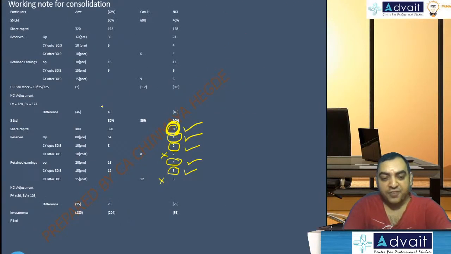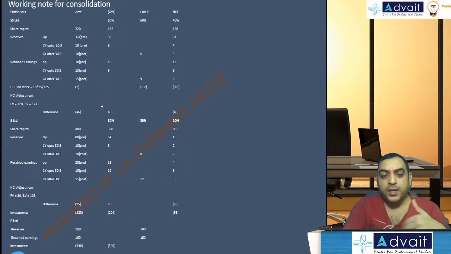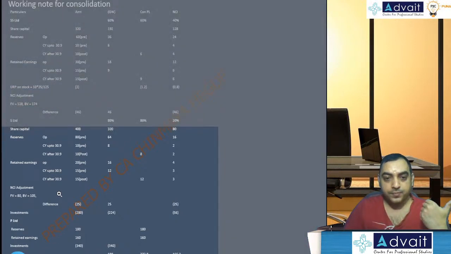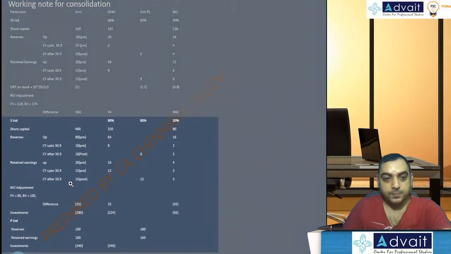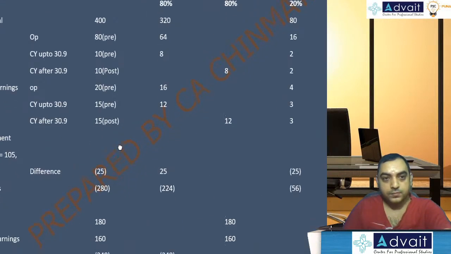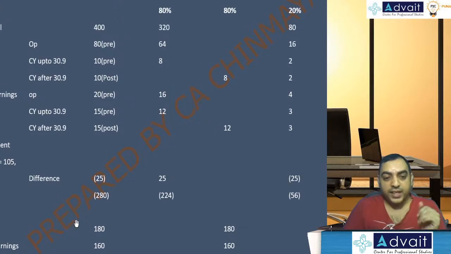Okay, and after that, straightforward: P Limited's investments will come, P Limited's retained earnings will come, and P Limited's reserves will come. So P Limited's reserves will go to ConPL, P Limited's retained earnings will go to ConPL, and investments of P Limited go to goodwill. So please do the total, tell me what you get.